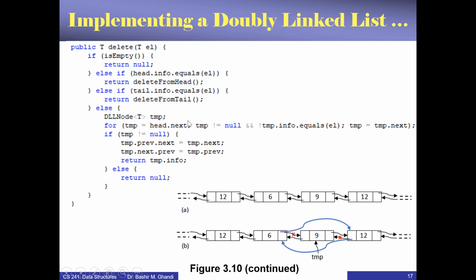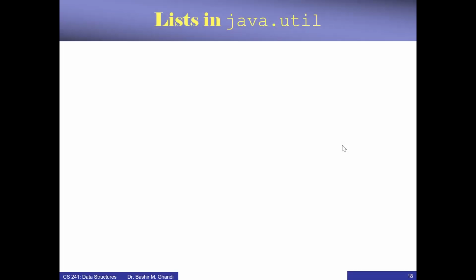Of course, if the loop stops because temp is null, it means we didn't find the target, and therefore just return null. This is basically the delete method, and that is the end of the method that we will discuss. We will see more methods which you will be asked to do in the lab concerning our doubly linked list.